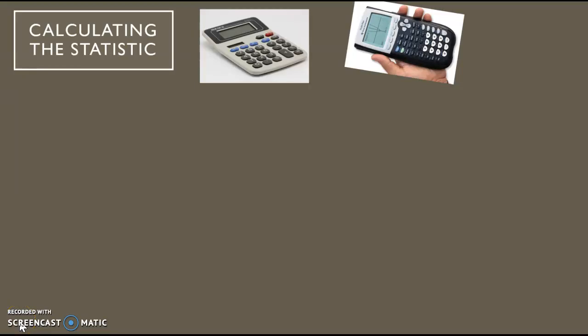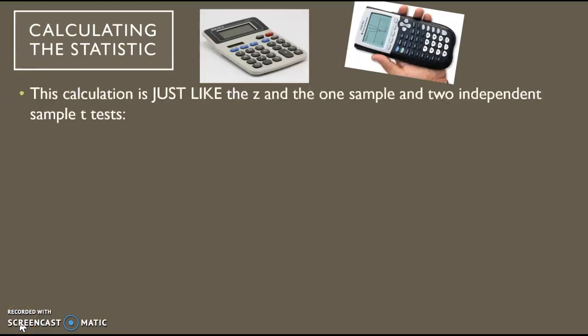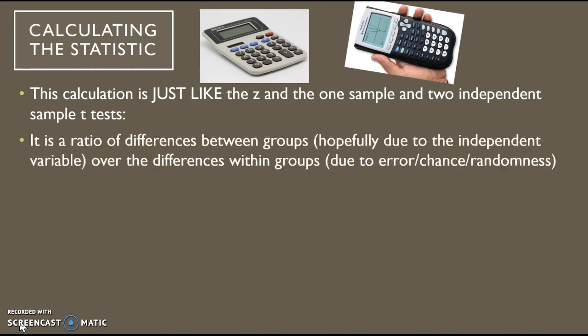Okay, so let's look at the calculation of the statistic. It is just like the other statistics that we have been calculating: the z, the one sample t, the two sample independent t. We are basically creating a ratio. So the top number is the differences between groups.